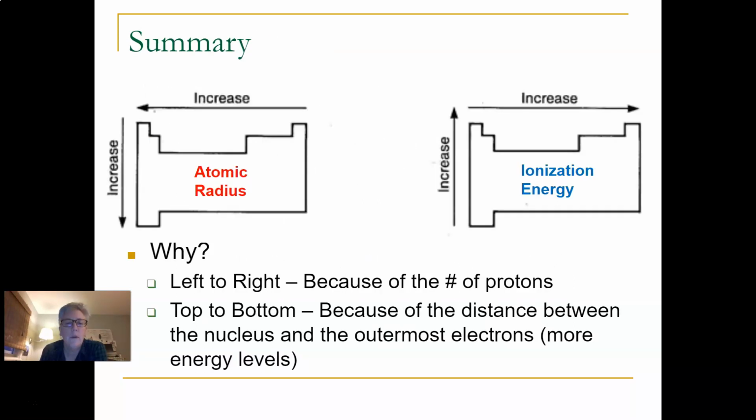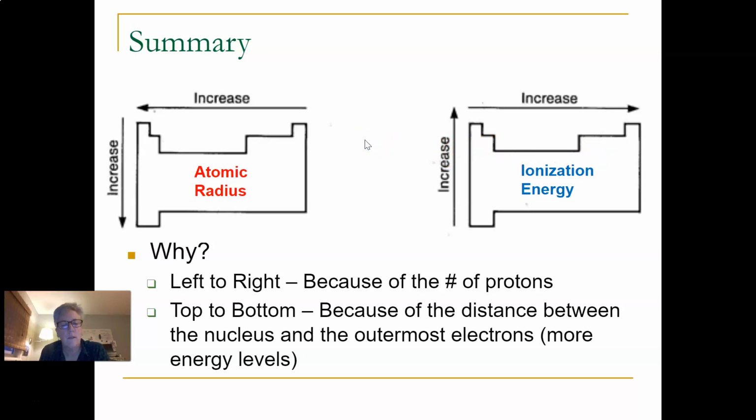All right, so here's the summary, and we're going to draw this on your own periodic table in a second. You can notice really that they're opposite. Atomic radius increases to the left, ionization energy increases to the right. Here, atomic radius increases as you go down, ionization energy increases as you go up. And remember, the main explanation for all of this depends upon the force of attraction between the outermost electrons and the protons. As you go down a column, you're adding energy levels. As you go across a row, you're adding protons.